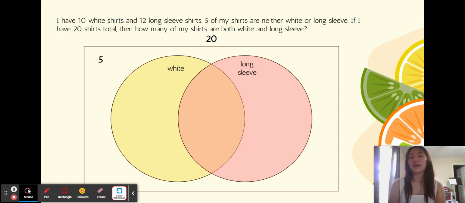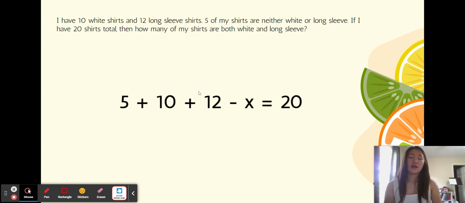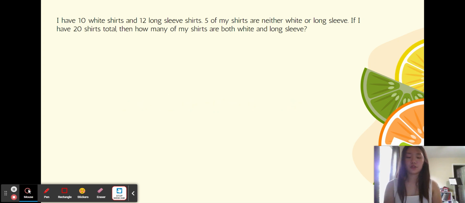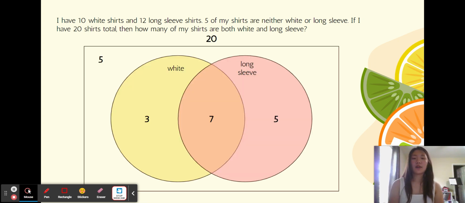Well, if you think about it, if I added 10, 12, and 5, the only thing wrong that I'm doing is that I'm counting the intersection, this middle part, the shirts that are both white and long sleeve, twice. So what I can do is just subtract this intersection, which we can call x, and then everything should be counted once. So if we do that, 5 plus 10 plus 12 minus x, so that we don't overcount, equals 20. And then if you solve for x, you get 7. You can do that on your own if you want to see that. And then now I can fill everything in.